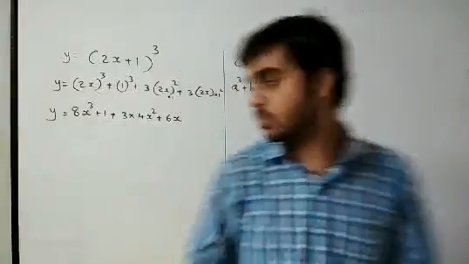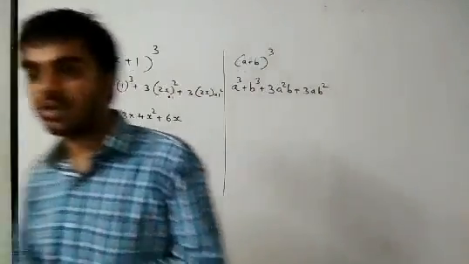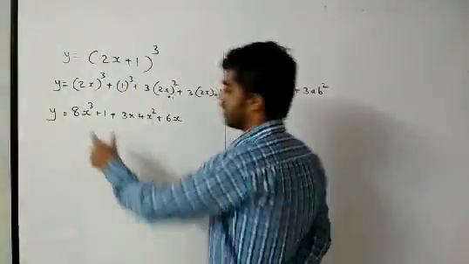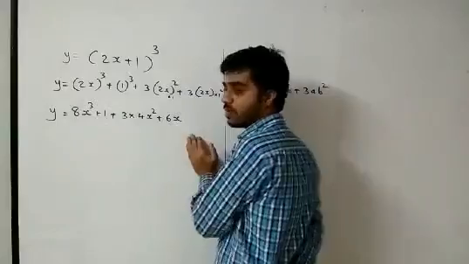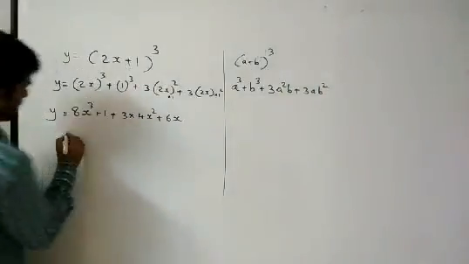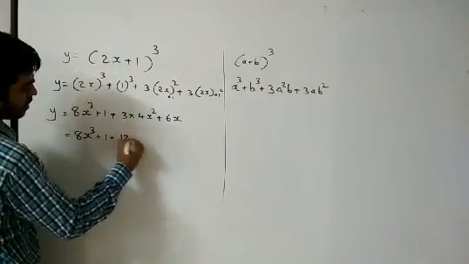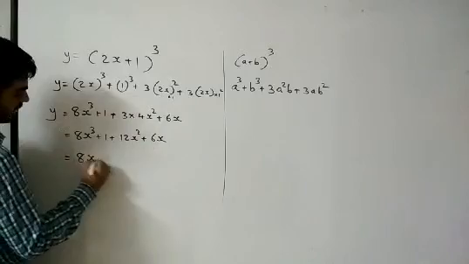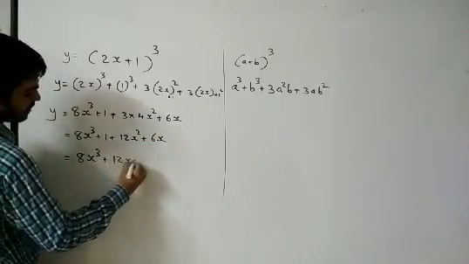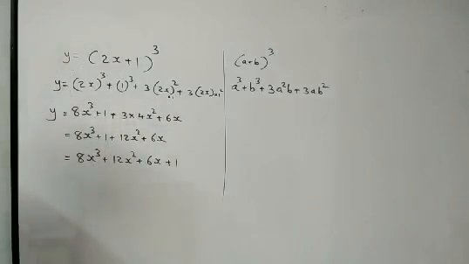Now we are supposed to find the differentiation of this. You know that when two functions are in addition, we do the differentiation separately. But here there are more than two functions. First of all, I will simplify this. 8x cube plus 1, 12x square plus 6x. So I am writing it as 8x cube plus 12x square plus 6x plus 1. Now we are supposed to find the differentiation for this, right?